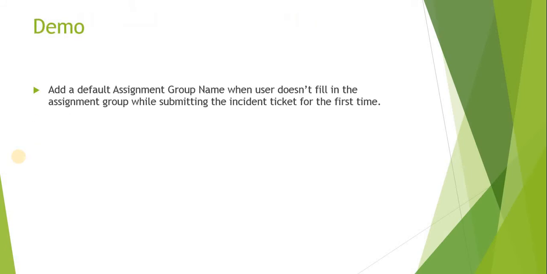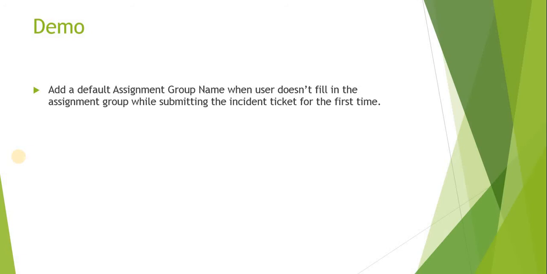In the demo, we will be adding an assignment group if the user doesn't fill in any assignment group while inserting the record or while inserting the incident for the first time. So when a user submits an incident, the assignment group is not mandatory, and if he doesn't fill that, we will assign it to a service desk group. It means it will not hang in there forever. It will be assigned to some team and they will look into it and they will assign it to the team which has to resolve this incident.